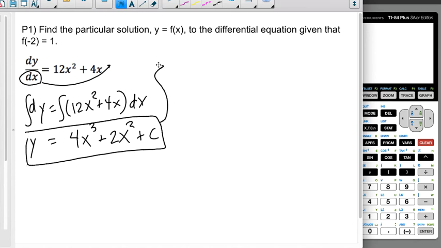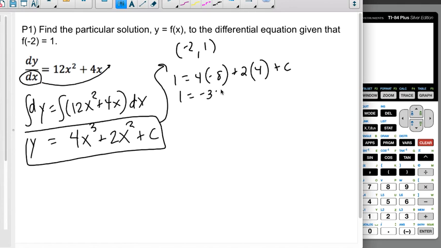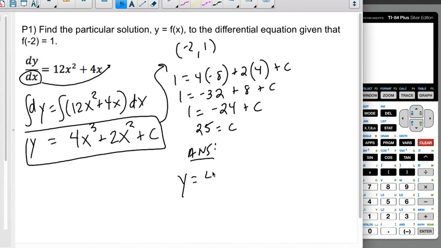I'm then going to use the point I was given, which is -2, 1. So 1 equals 4 times -8 plus 2 times 4 plus c. So 1 equals -32 plus 8 plus c. 1 equals -24 plus c. So 25 should be my c. So then my final answer is going to be y equals 4x cubed plus 2x squared plus 25.